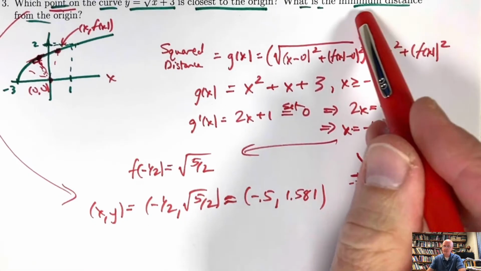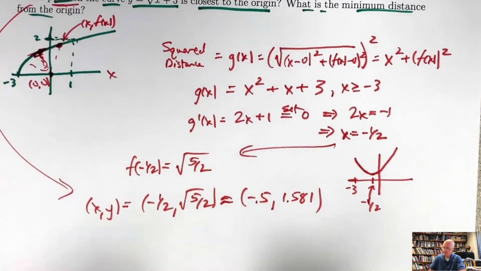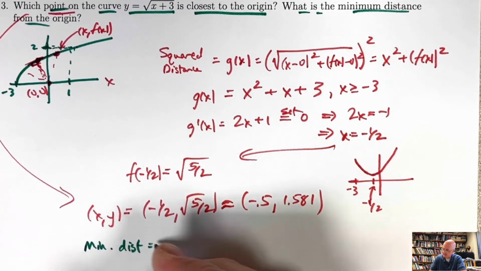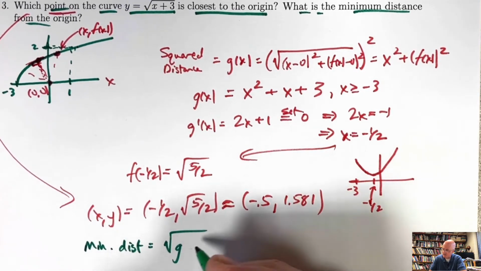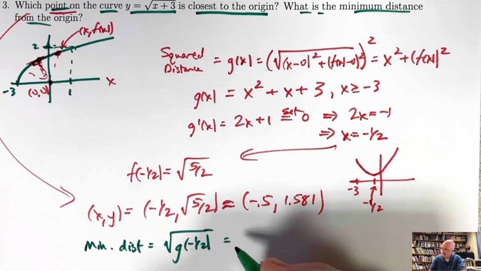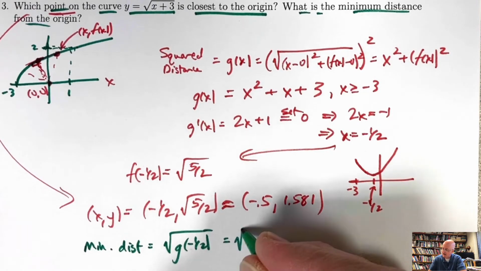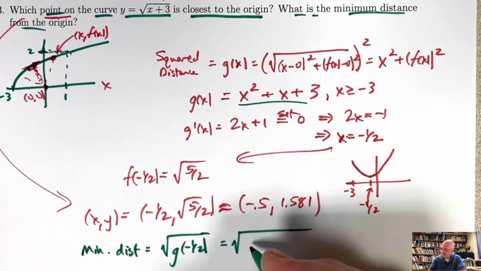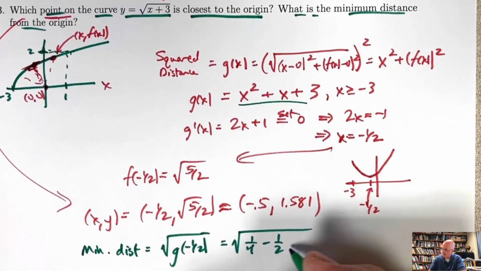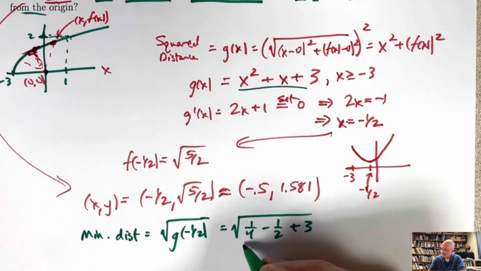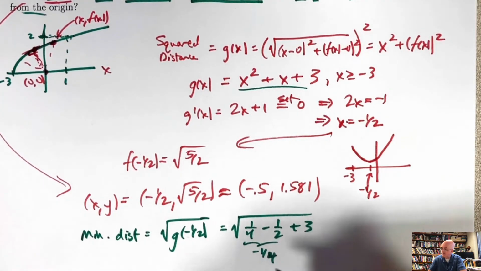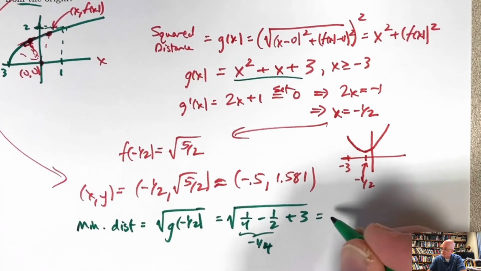As far as what is the minimum distance itself, the min distance is going to be square root of g of negative 1/2. G of negative 1/2, plug it into here. It's going to be negative 1/2 squared is positive 1/4 minus 1/2 plus 3. This is the same as negative 1/2, right? Or negative 1/4 plus 3 will be 2.75.